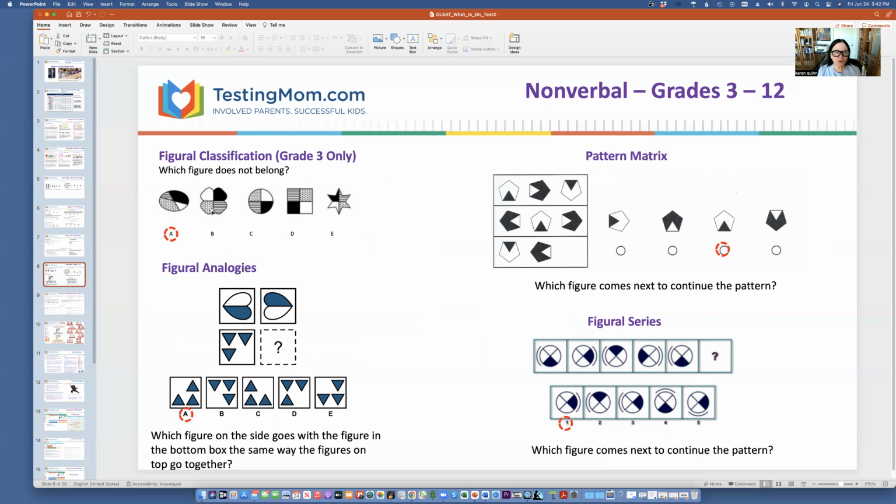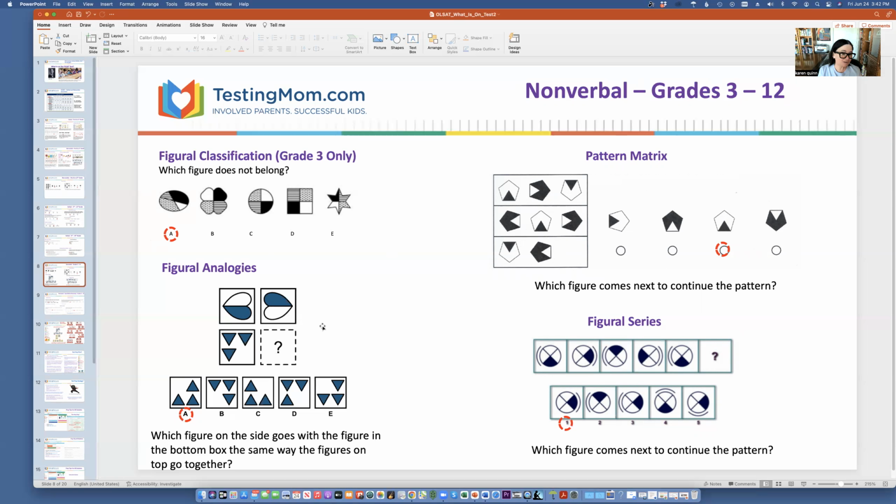Figural classification, where one of these doesn't belong because it's different, and the answer here is A, and the reason it doesn't belong is because these all have the patterns inside the figures. They're all the same: black stripe, dots, and white. So this one doesn't follow that pattern. And then you've seen this pattern matrix question, and you've seen this figural series question before. So those are similar to what we had before.